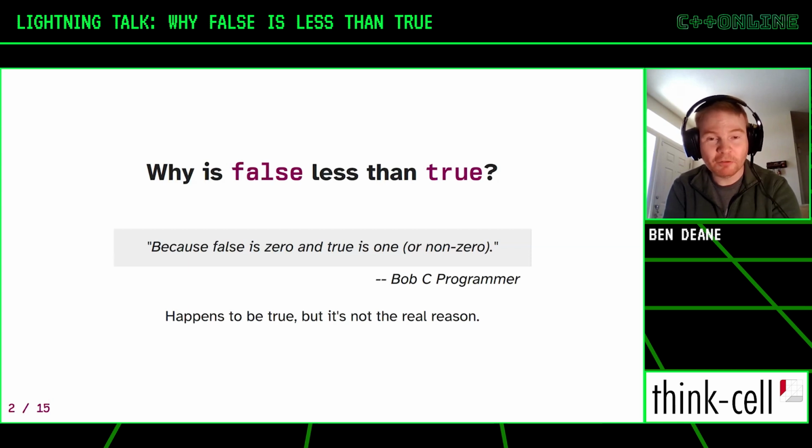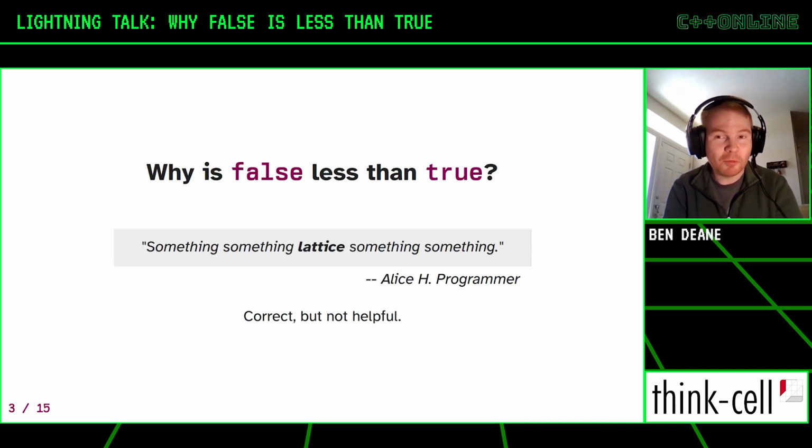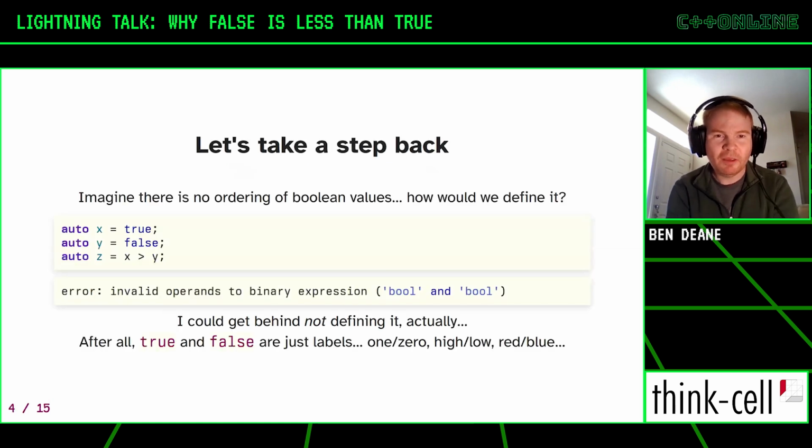If I were to ask another of my programmer friends, I might get an answer which was mathematically sophisticated, but to me, not that helpful. So I thought about this question, and I thought, let's take a step back. Imagine we had no Boolean value ordering. How would we define it? In fact, I might get behind not defining it, but how would we define it?